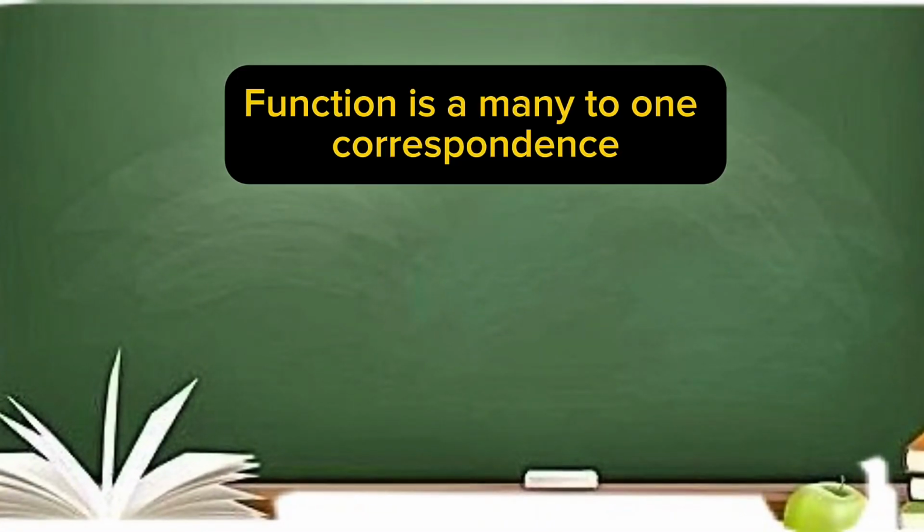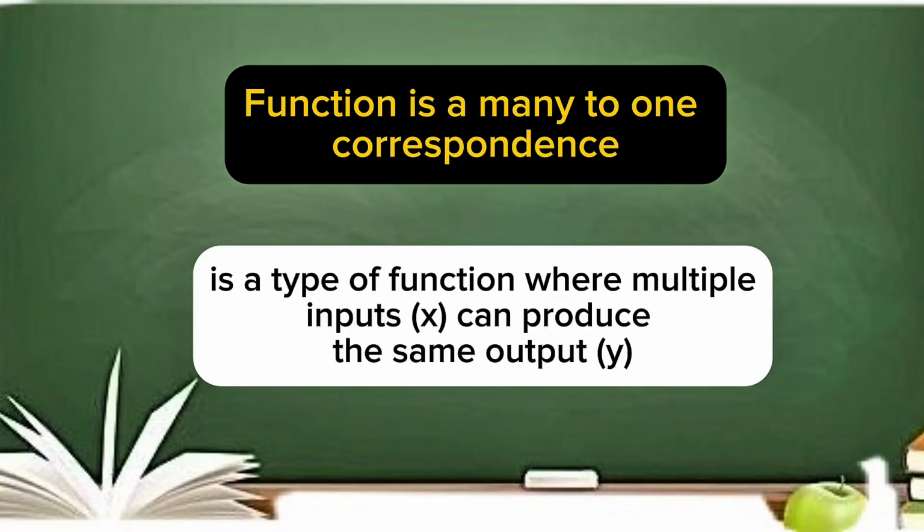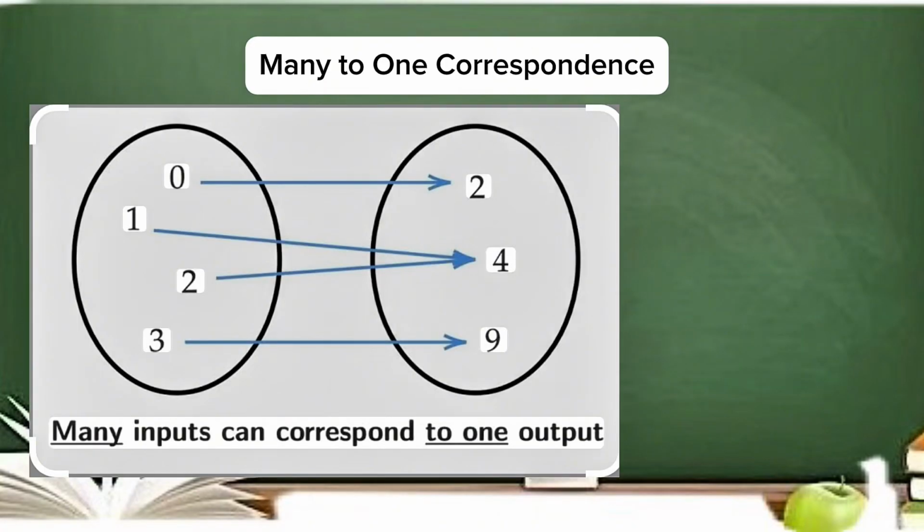A function can also be a many-to-one correspondence. It is a type of function where multiple inputs, the values of x, can produce the same output, which is the value of y. Let us take a look at our example of many-to-one correspondence. As you can see, there are two inputs that produce one output. The two inputs are 1 and 2, which produce one output, 4. Therefore, this is a function.